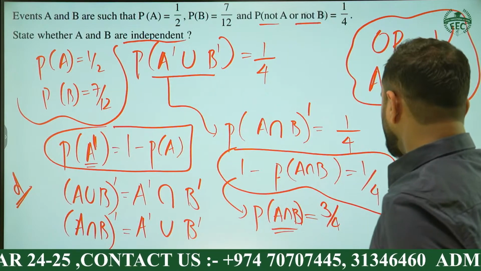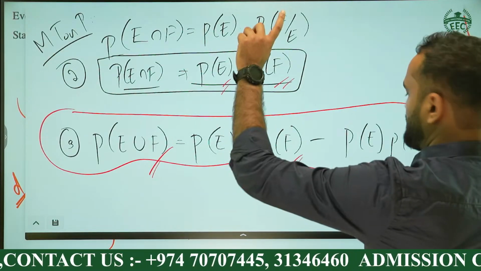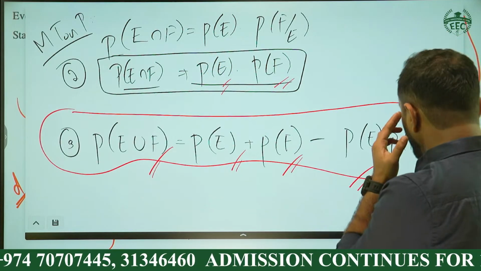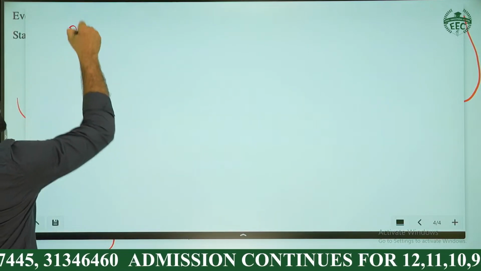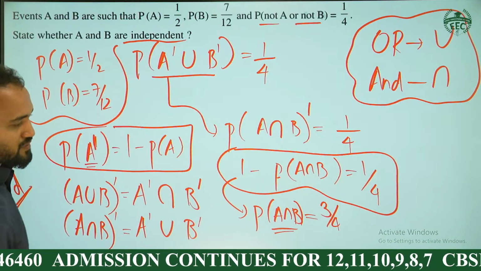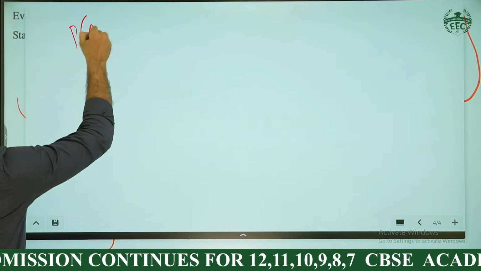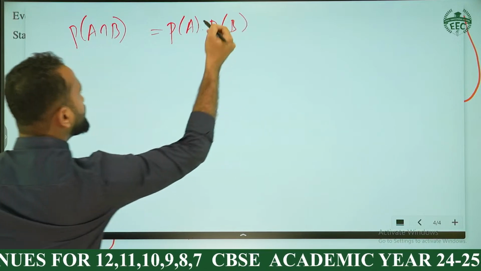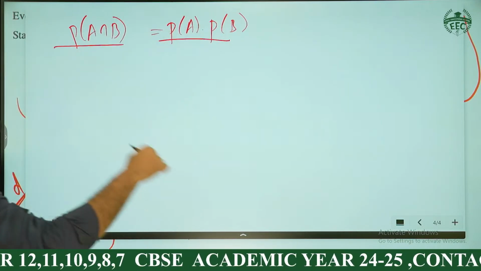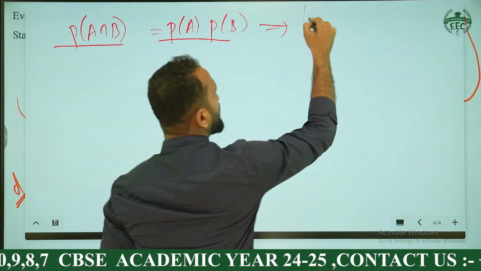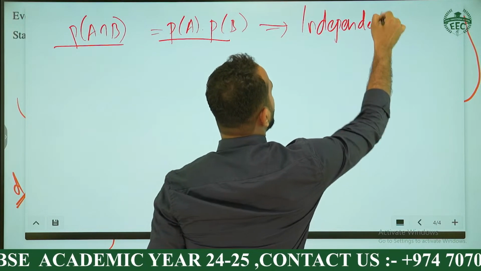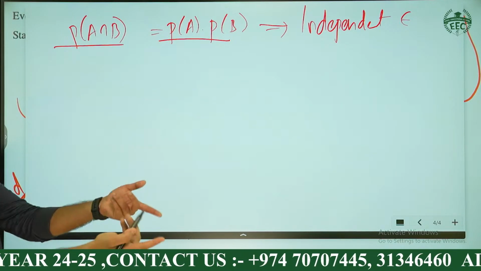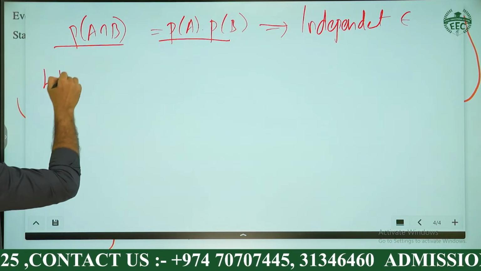People, you learn 3 rules for independency. What are they? Number 1, number 2, number 3. Which one can you prove over here? Here you can use this rule: P of A intersection B is equal to P of A into P of B. People, if you find these two terms of the expression are equal, then you can say that the two events are independent. They do not depend on each other. On the other hand, if they are not equal, they are not independent. Hence, they are dependent. Let us see what is LHS and what is RHS.